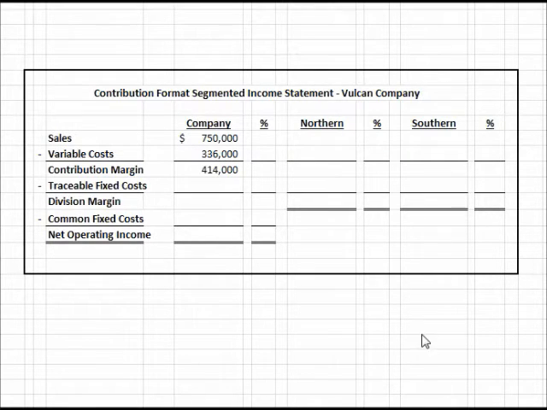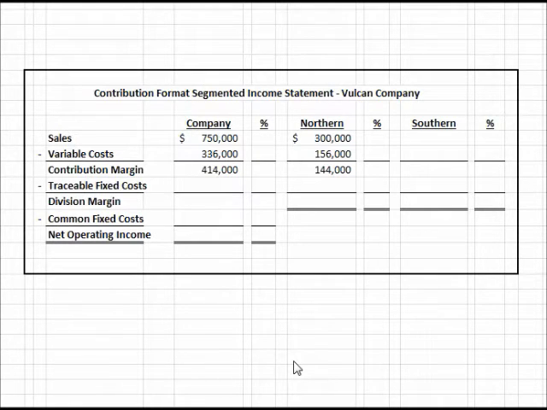Okay, so what do we know about the segments themselves? Well, we know the Northern Territory had sales of $300,000. We can plug that in. It had variable cost of $156,000. So we know that we have a contribution margin from that territory, from that division, of $144,000.